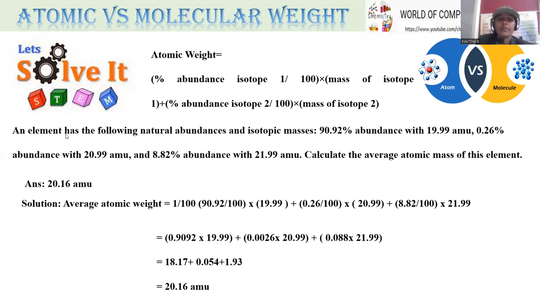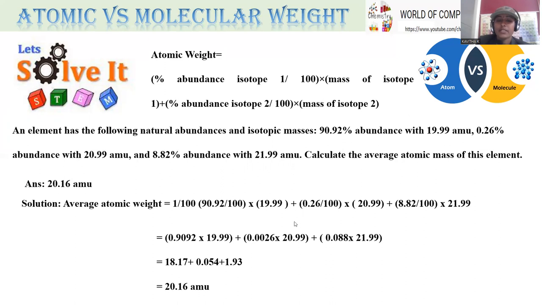So, how many isotopes are there in the element? One is the 90% abundance isotope, second is 0.2% abundance, third is 8.8. This means three isotopes are provided. Let us substitute in the average atomic weight formula. So, the first isotope abundance will be 90.92, 90.92 by 100 into 19.99, because its atomic mass is 19.99.